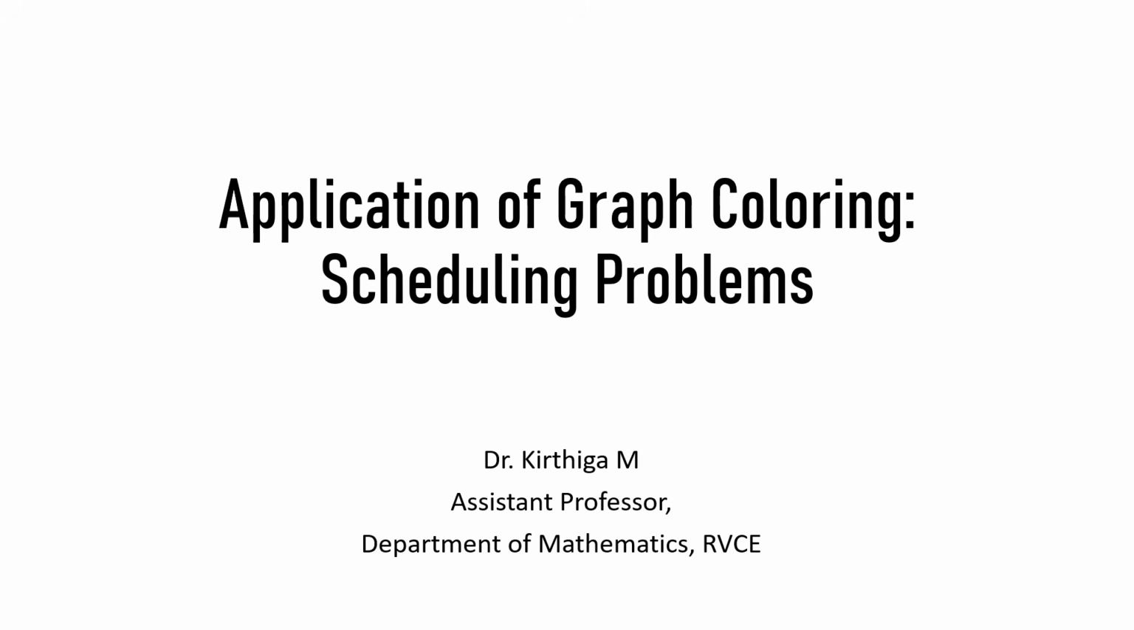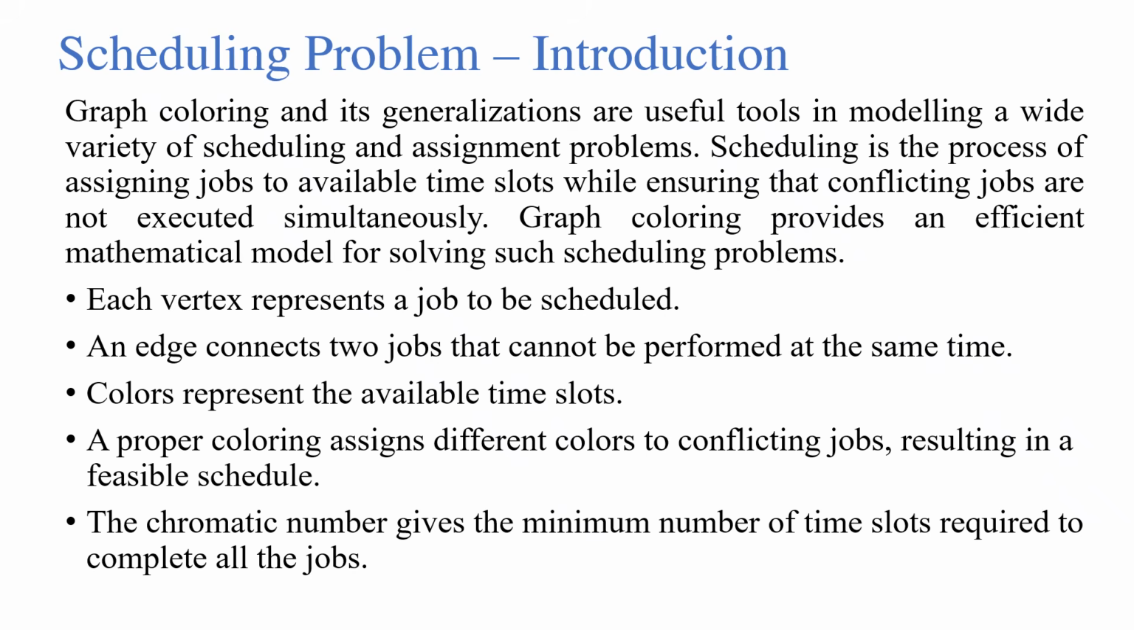Hello everyone. Today let's see some applications of graph coloring scheduling problem. Graph coloring is a mathematical method used to solve conflicts and scheduling problems. Suppose multiple different events occur at any given time, but some events have conflicts. The minimum number of time slots required so that all the events can occur. Such type of problems can be modeled using graph coloring.